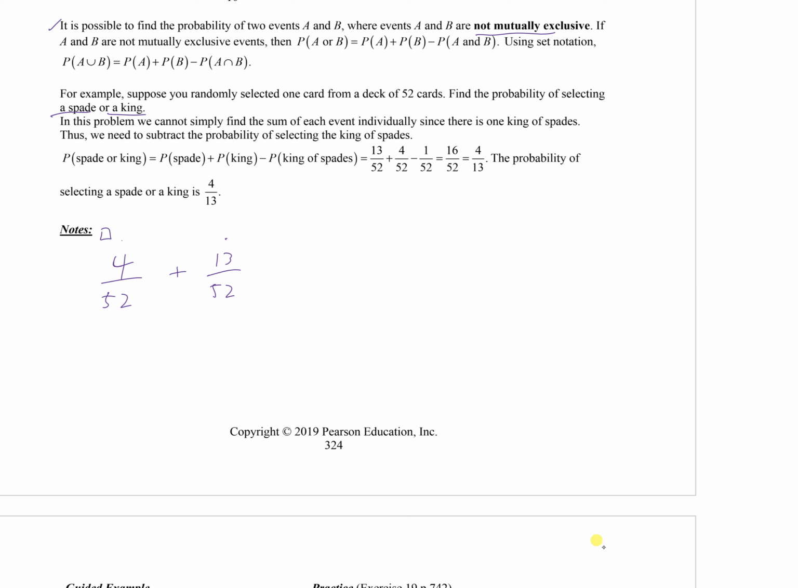Remember, if you have the 4 kings here, and then you have all the 13 cards, the king of spades will be here and here. You're not going to count it twice, so you have to subtract one of them. Either subtract this one or that one, but one of them has to go away. So you basically subtract the overlap, which is 1 out of 52. That's going to give us 4 plus 13 is 17, minus 1 is 16 out of 52. And that's the probability of getting a spade or a king.